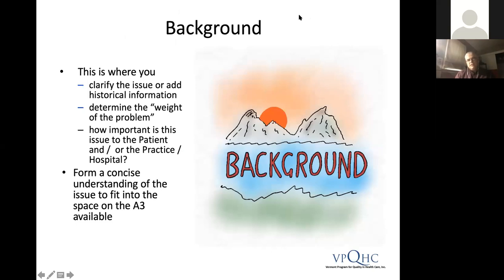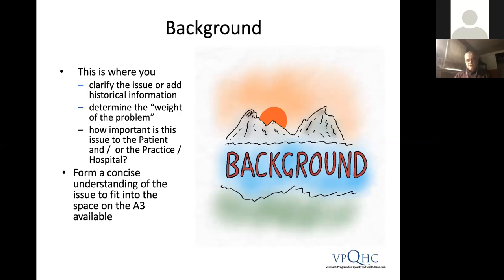And you're really determining the weight of the problem. How important is it? How big is it? You're trying to get a concise understanding of that issue. And really, you're trying to fit it into the space that you've got available on that A3. And this becomes a theme as you're crafting an A3 all the way through. There's a reason why it was designed on one sheet of paper.